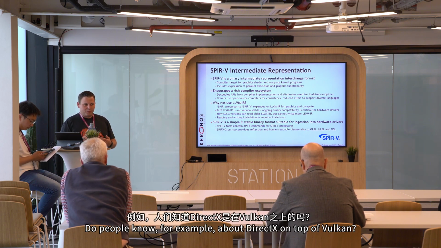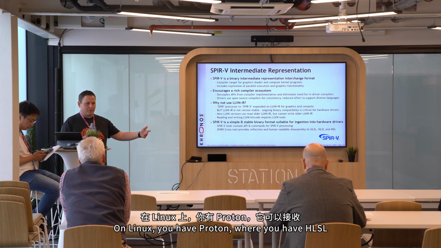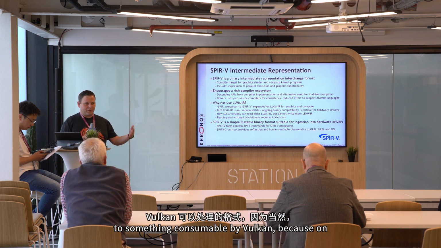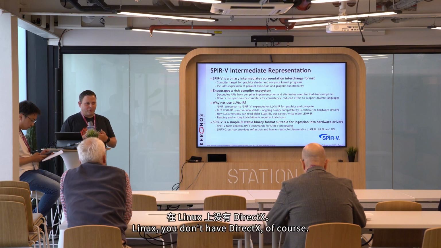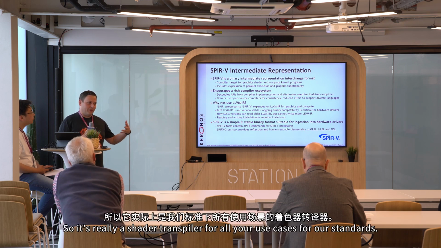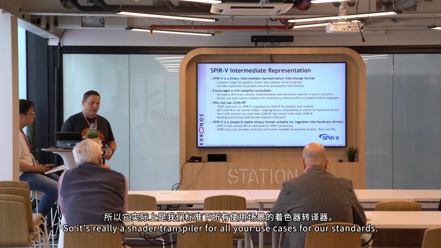How do people know, for example, about DirectX on top of Vulkan? On Linux, you have Proton, where you have HLSL shader input, but you need to transpile HLSL input to something consumable by Vulkan, because on Linux you don't have DirectX, of course. And SPIRV-Cross can be used for tasks like this. So it's really a shader transpiler for all your use cases for our standards.